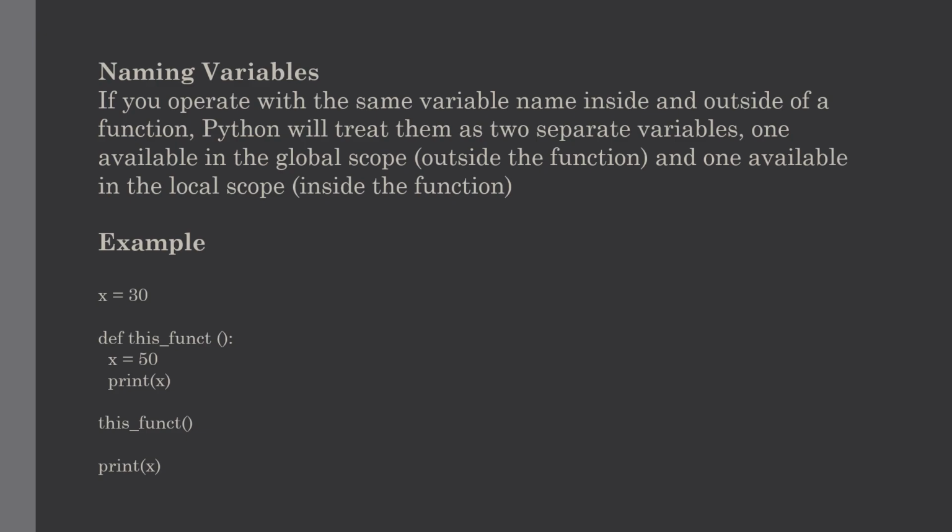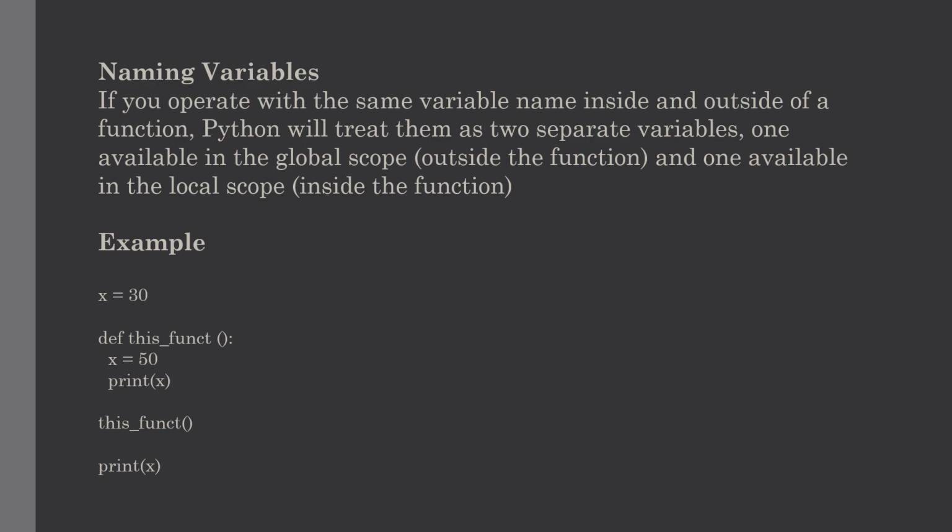In this example, we have created one variable named x outside the function having the value 30, and we have defined the function in which we have again created the x variable but with a different value. So the x having the value 30 will be in the global scope and the x having the value 50 will be in the local scope. Python will treat them as two different variables. So when we print the value inside this function, you will get the value 50, and if we print the value outside the function, you will get the value 30.